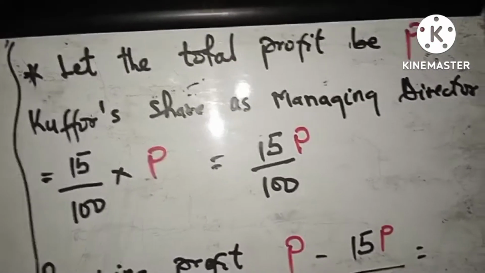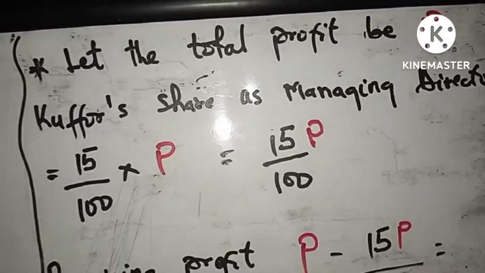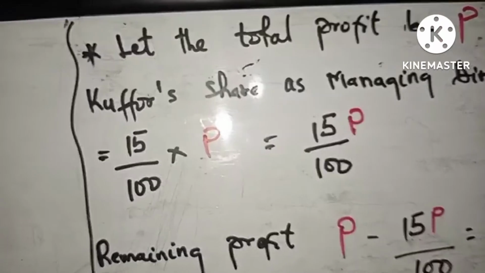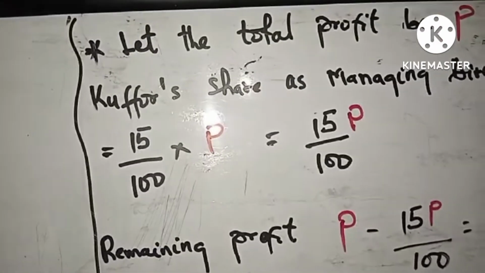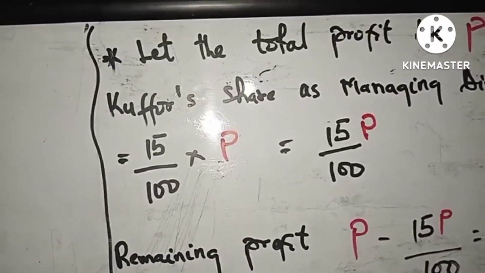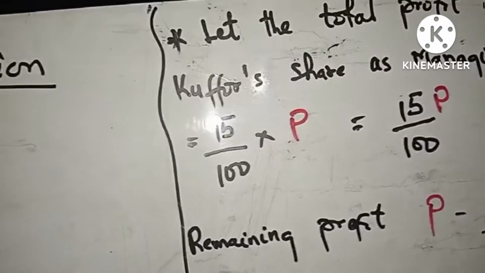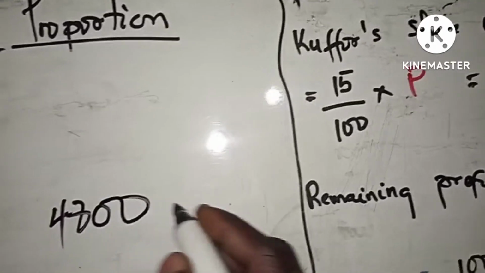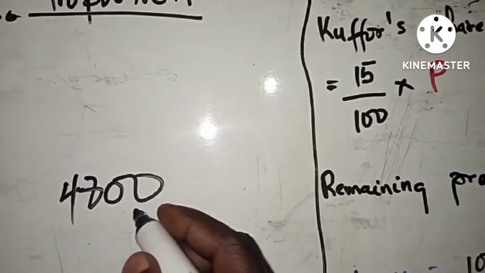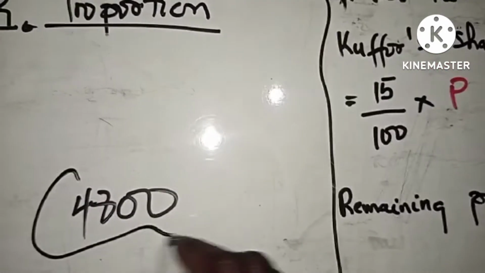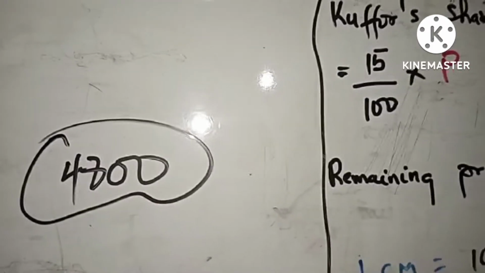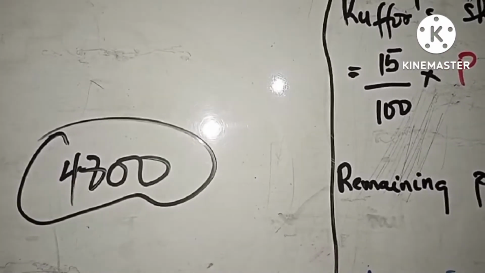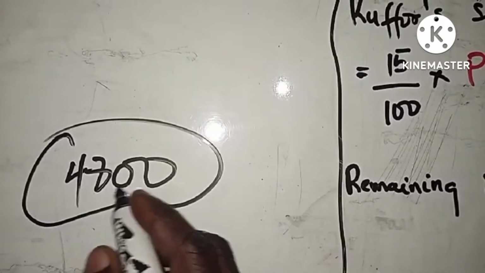With this type of question, make sure that you read everything to the end before you start solving. Because at the latter part of the question, we are told that one person is taking an amount of 4,800 as profit, and then we are asked to find the profit of the second person. So this is what we are told.